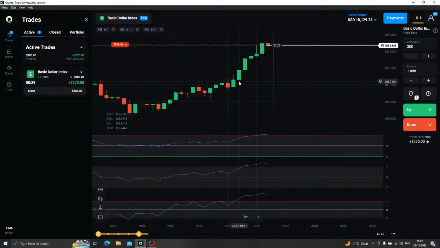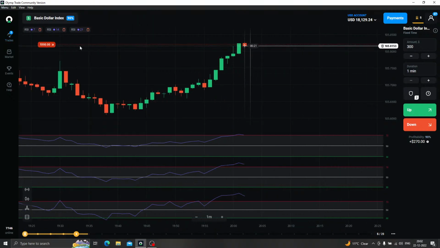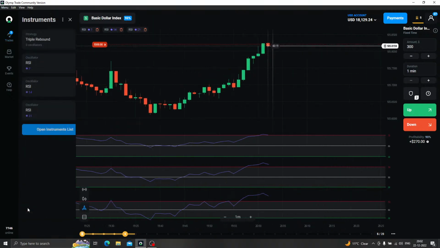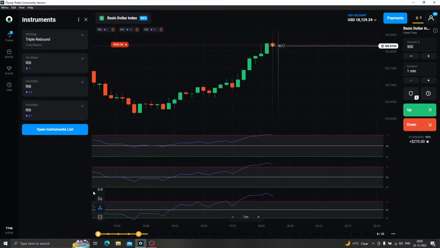Yes, Akib ji, exactly that is what I mean. In my favorites, the strategy saved is not any particular strategy, it is just something randomly added on the indicators.